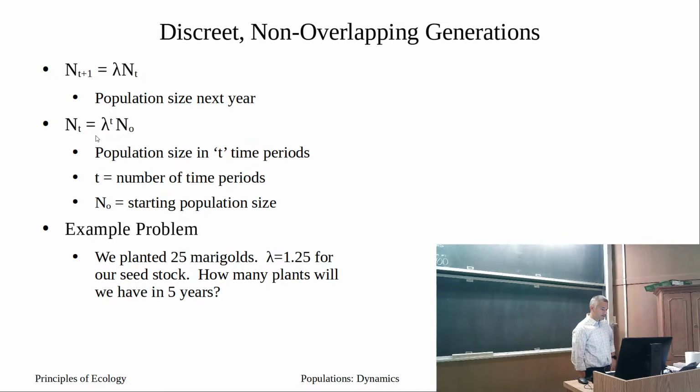So let's calculate this. Here's an example problem. We planted 25 marigolds. Marigolds are annual flowers. They flower, set seed, they die. For this population, lambda is equal to 1.25, and that's for the seed stock that we have. So the question is, if we start with 25, how many plants will we have in 5 years if we just let them go out and reproduce? So let's work this out.